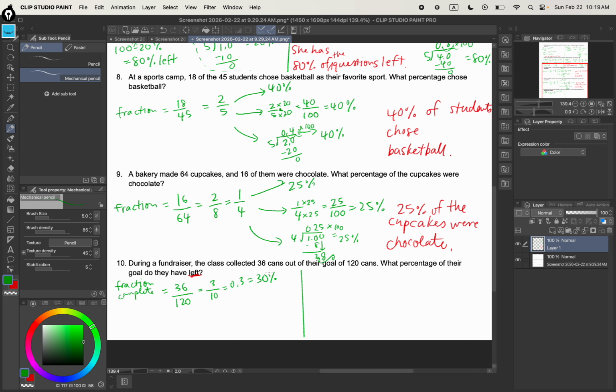But that's not what they're asking. They want to know what I have left. So I can do 100% minus what they've done to get what they have left. Okay. So that means they have 70% left.